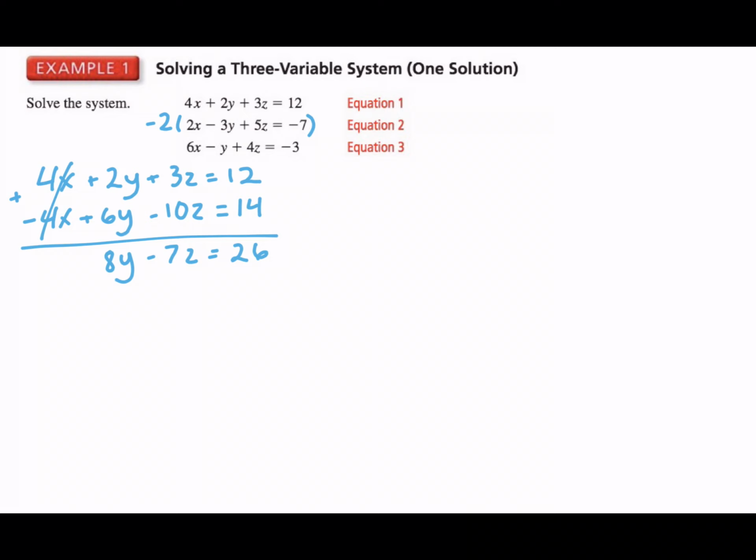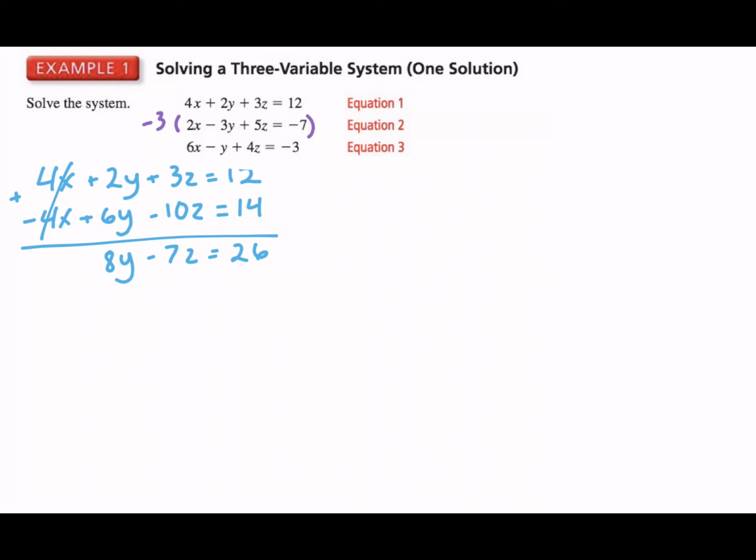I want to now look at equation 2 and equation 3 and what was given to me, and I want to eliminate the x's. So I'm going to keep my equation 2 as 2x minus 3y plus 5z equals -7, and I want to rewrite that in order for the x's to cancel with the third equation, which is 6x minus y plus 4z equals -3. So I'm going to multiply my second equation by a -3. If I multiply by a -3, that will cause my x's to cancel because I will have a positive 6x and a negative 6x.